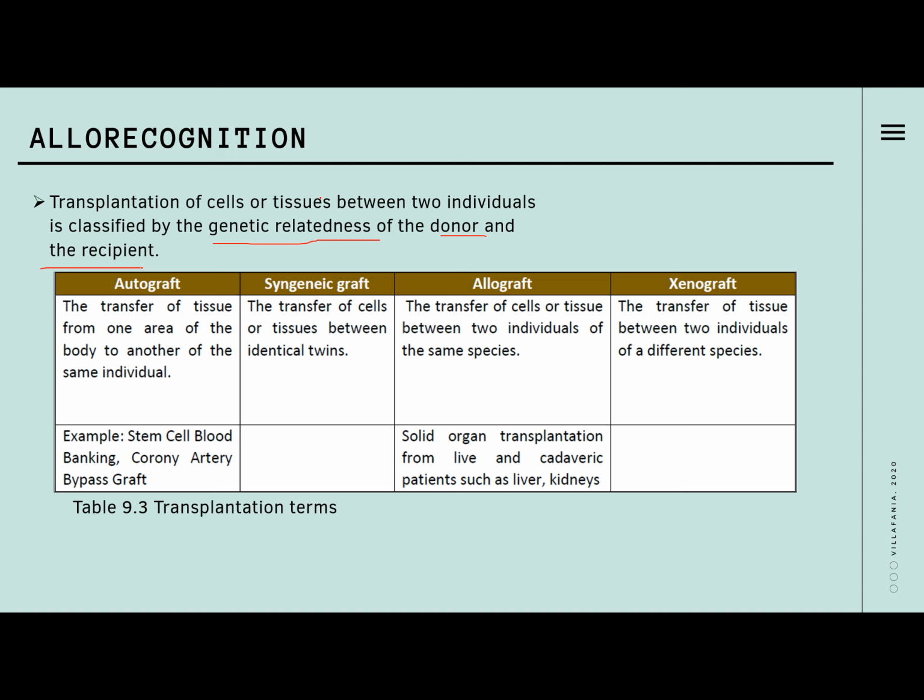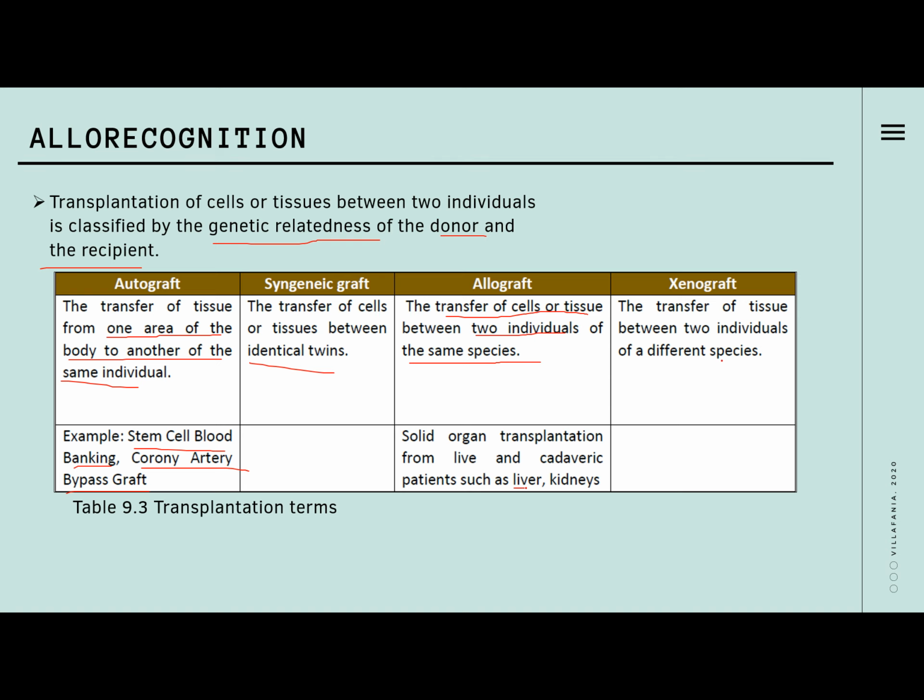So there are four types. We have your autograft. And when you say autograft, the transfer of tissue from one area of the body to another of the same individual. So an example of this is stem cell blood banking, coronary artery bypass graft. Then we also have your syngeneic graft, the transfer of cells or tissues between identical twins. Then we have your allograft, the transfer of cells or tissue between two individuals of the same species. Solid organ transplant, ang example nito liver and cadaveric patients such as liver and kidney.